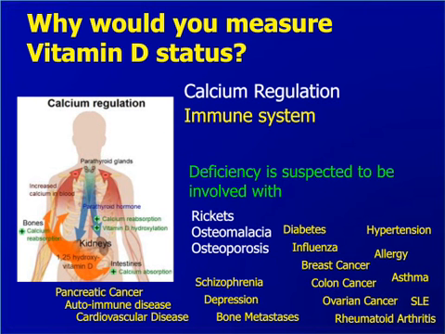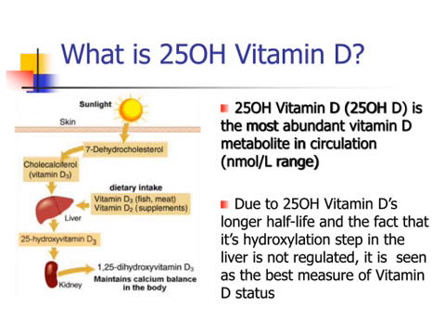Now, when we talk about measuring vitamin D status, we often talk about measuring 25-hydroxyvitamin D. Now, this metabolite is generally what we measure when we're looking at vitamin D status. So vitamin D, you get predominantly most of your vitamin D from the action of sunlight on your skin, but you can also take vitamin D in through your diet.